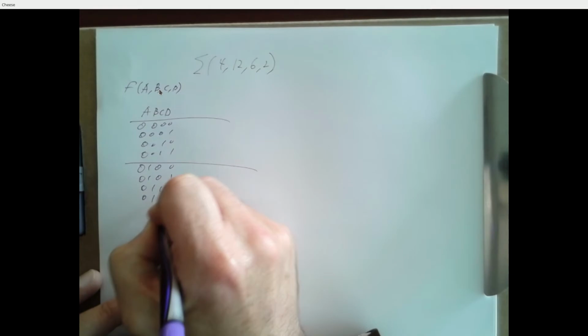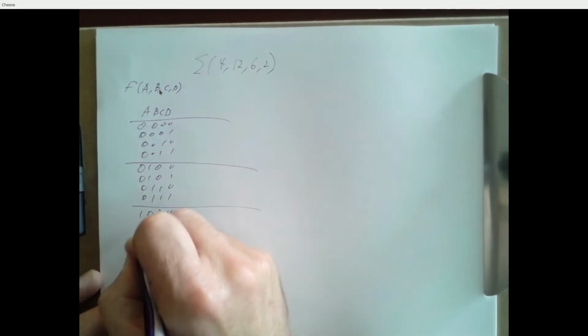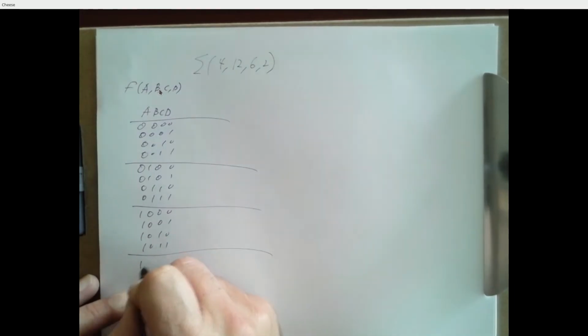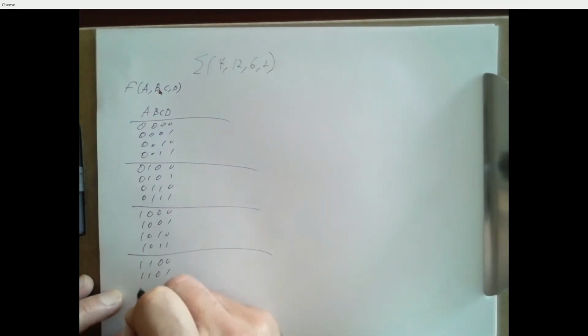Have people memorized how to do this yet? Writing out these ones and zeros? Because you'll do it a few hundred times in this course.